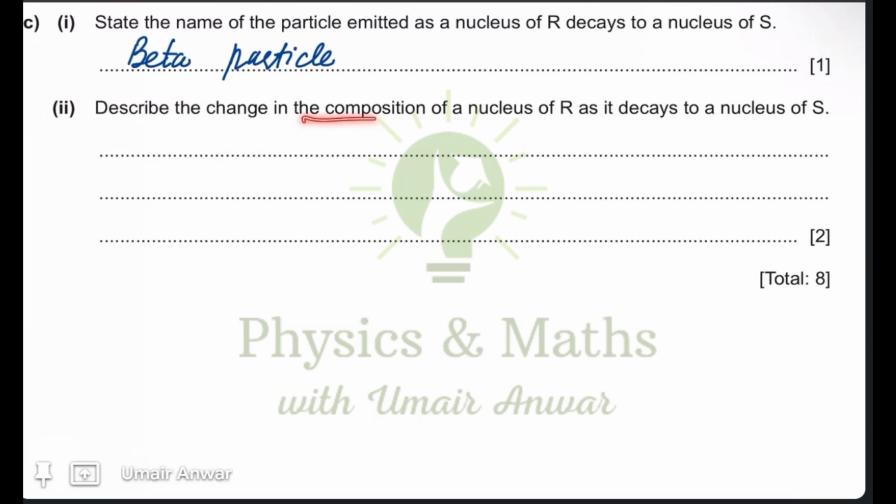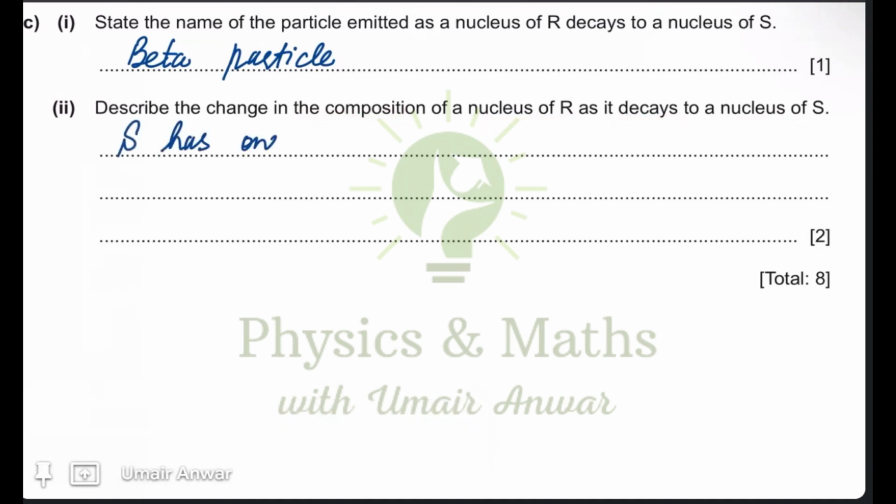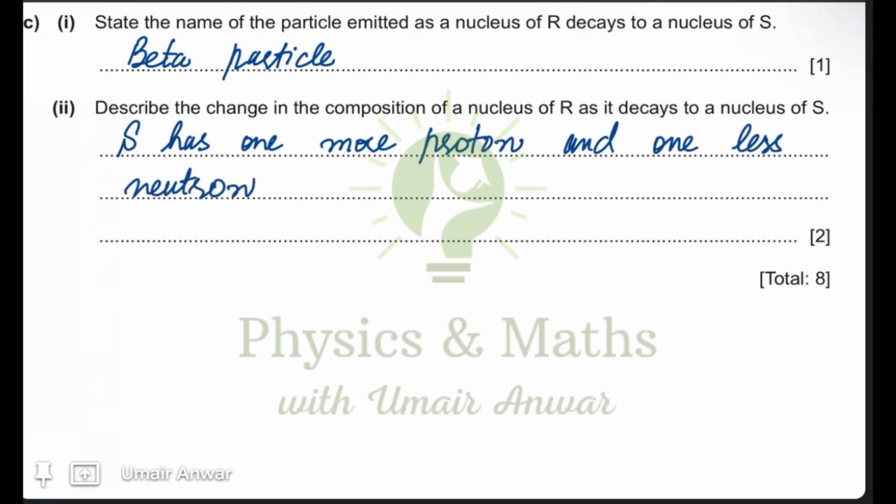Describe the change in the composition of a nucleus of R as it decays to the nucleus of S. S has 1 more proton and 1 less neutron, because a neutron is converted into a proton and electron when beta emission occurs. Then, compared to the nucleus of R, this is the difference. S has a greater number of protons and 1 lesser number of neutrons.